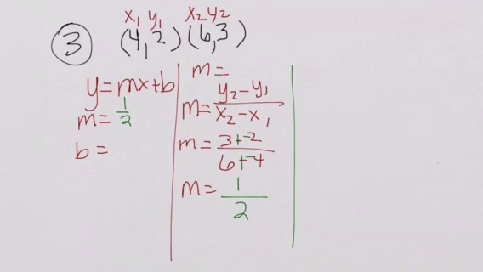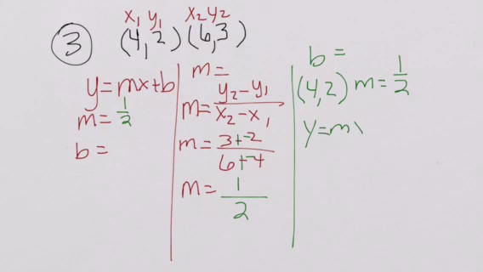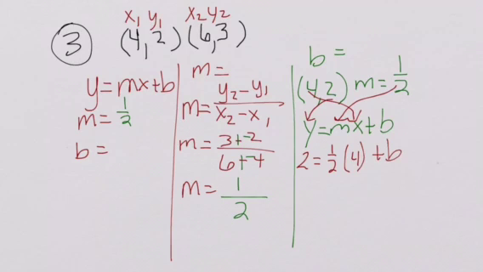Now I need to find b. So to find b, I'm going to take an ordered pair. I'm going to go ahead and use 4, 2 because they're not negative and those are the smallest numbers. And I also need my slope, and the slope is 1/2. I'm going to take y is equal to mx plus b, and I'm going to fill in what I know. So the y is going to be 2, the m is going to be 1/2, and the x is going to be 4. So it's going to be 2 is equal to 1/2 times 4 plus b.